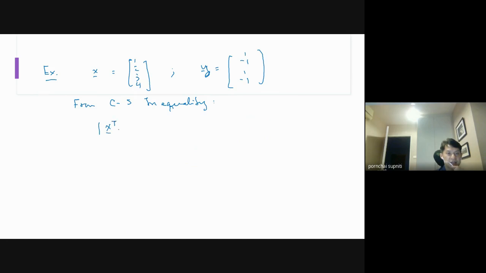Okay, so let's look at an example of what it is. Let's say that x is equal to the vector 1, 2, 3, 4, and y equals 1, minus 1, 1, minus 1, for example. If I use the Cauchy-Schwarz inequality from the previous page, on the left-hand side I will have the size of x transpose multiplied with y. The property is that it's less than or equal to the size of x times the size of y.